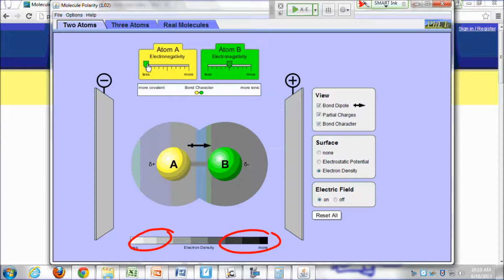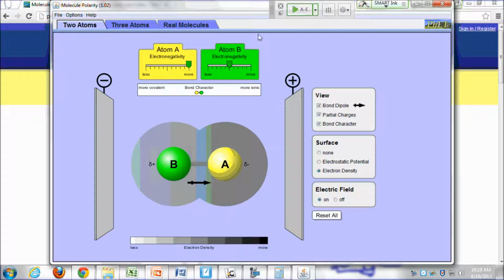I make A more electronegative, then what happens to A? It becomes partially negative charged, right? So the A now is partially negative. It's now attracted to the positive plate, the positively charged electrical plate. Okay, and you can see this one's dark. The shading right here is darker. That means you have a higher electron density near atom A.